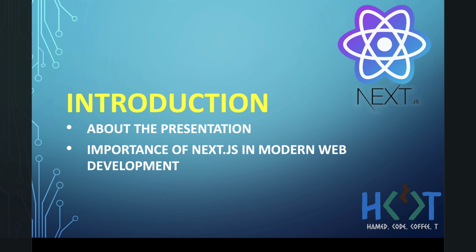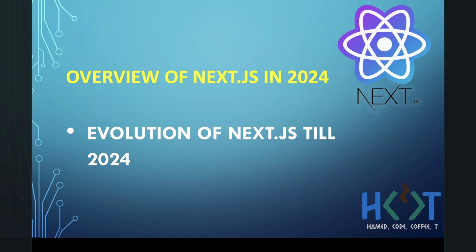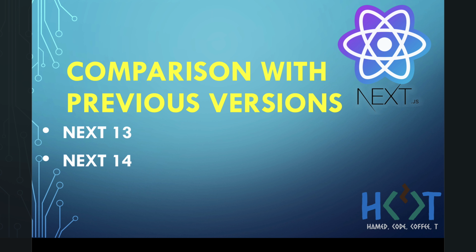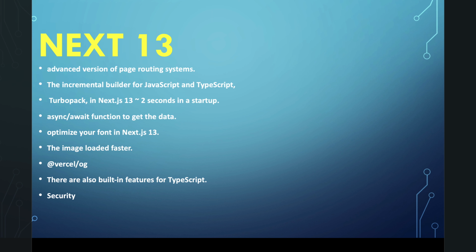But the main differences between Next.js 13 and Next.js 14 are as follows. Next.js 13 contains an app directory, an advanced version of the page routing system, with an incremental bundler for JavaScript and TypeScript. Turbopack in Next.js 13 takes only 2 seconds to start up.